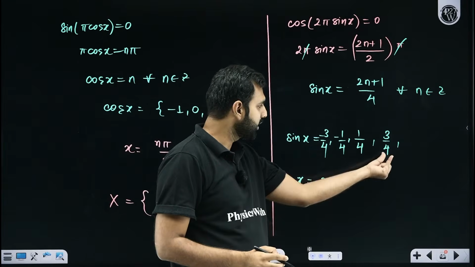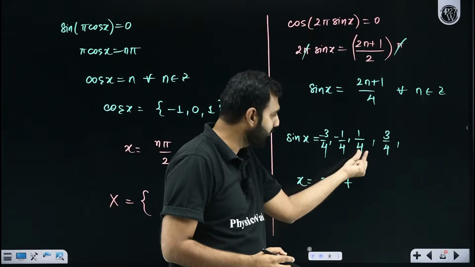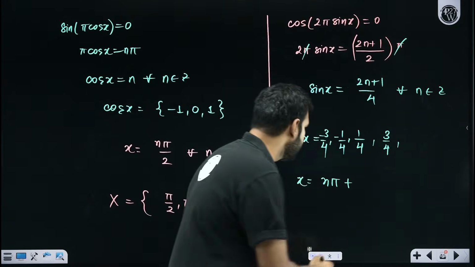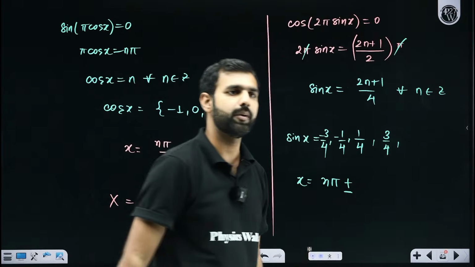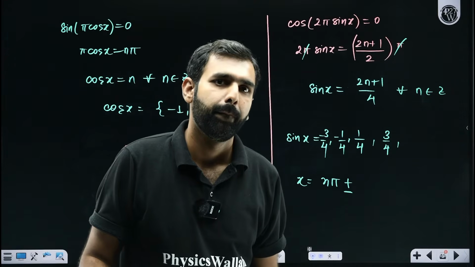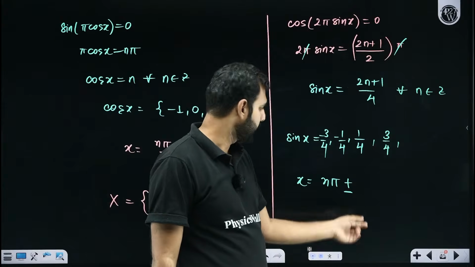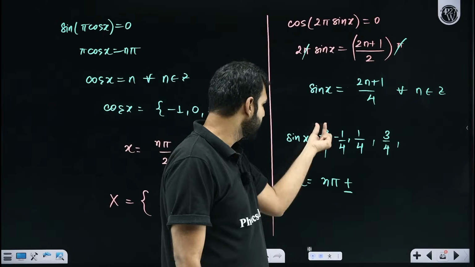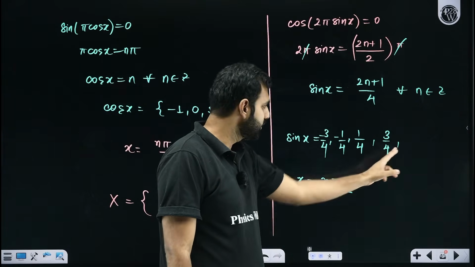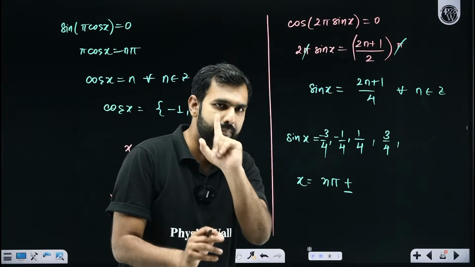So it will be either 3 by 4 or minus 3 by 4, or 1 by 4 or minus 1 by 4. So minus 1 to the power n I can replace, and I can introduce a plus minus over here. How many of you get this? If I use a 3 by 4, it will be something. If I use minus 3 by 4, it will be something. So this 3 by 4 and minus 3 by 4, I'm clubbing in one solution.